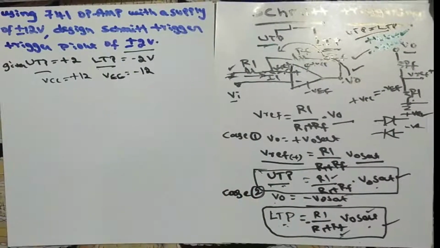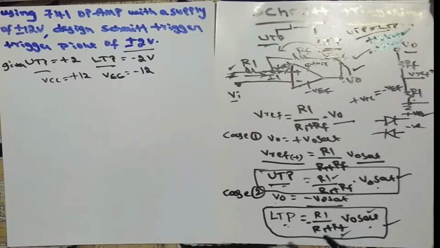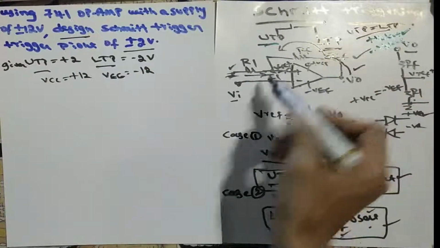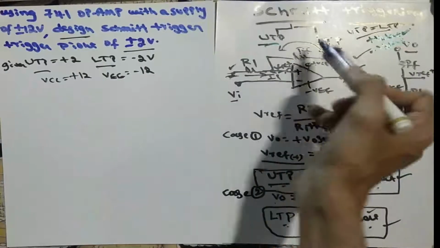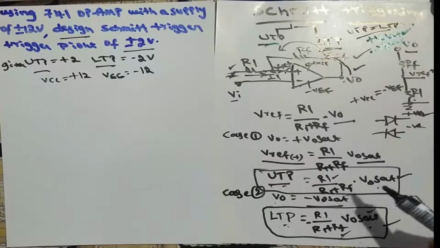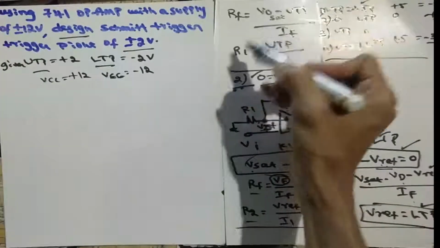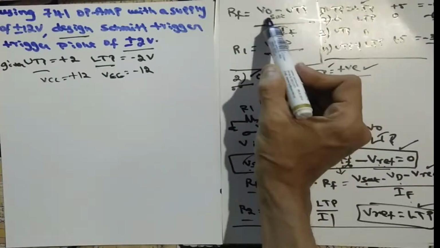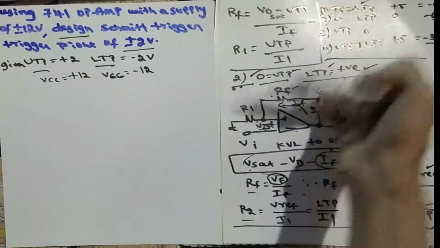From these we have to identify the values of the resistances, because our aim is to design the Schmitt trigger. We know what the Schmitt trigger circuit looks like, but in this circuit we have to choose the values of R1 and RF to achieve the plus or minus 2 volt UTP and LTP. So go for our equation. First we discuss how to find any one. There are two resistances, RF and R1. R1 is UTP by I1, and RF is V0 saturation minus UTP by IF. One by one we can go.